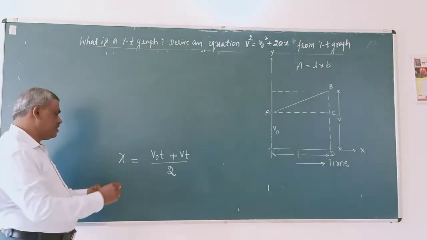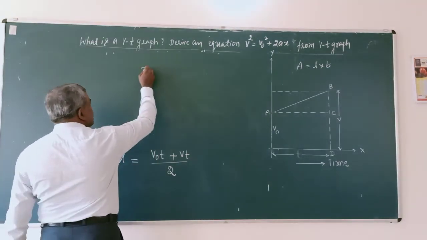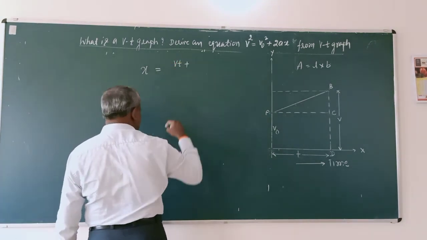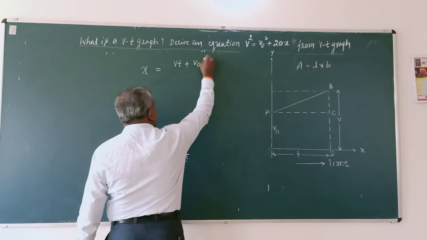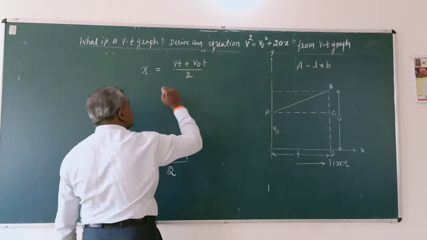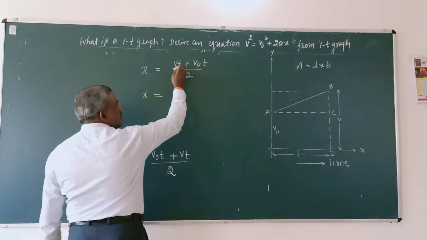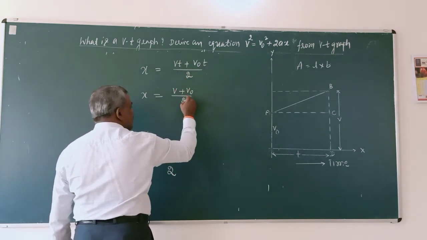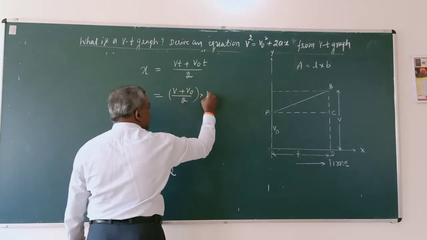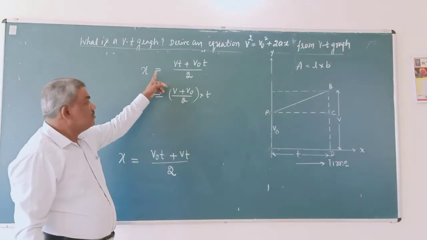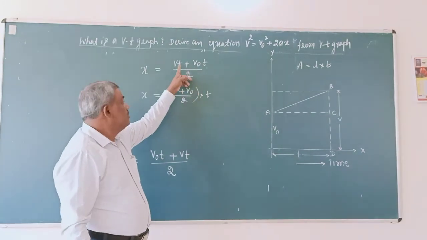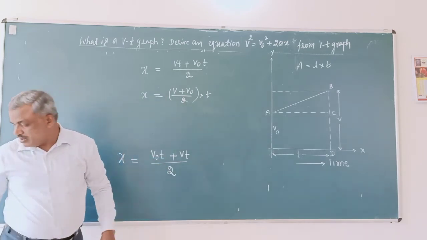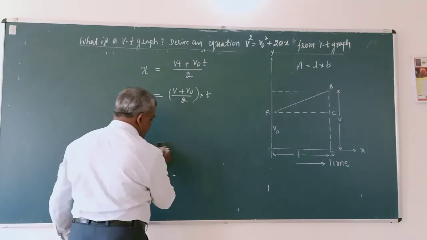So this equation is written as x equal to, first write Vt plus V naught t, by 2. So x equal to, here t take common, V plus V naught by 2 into t. So x equal to Vt plus V naught t by 2. So in the numerator take t outside, V plus V naught by 2.